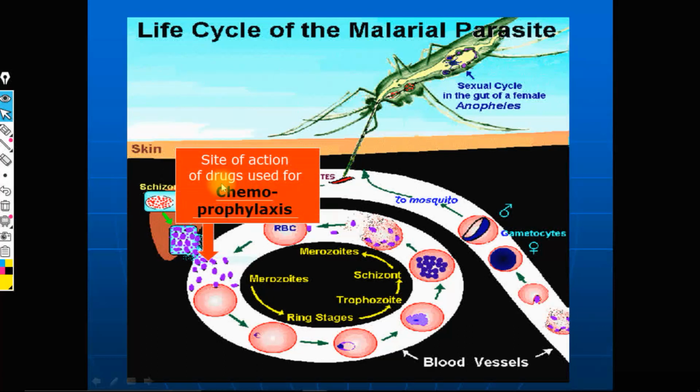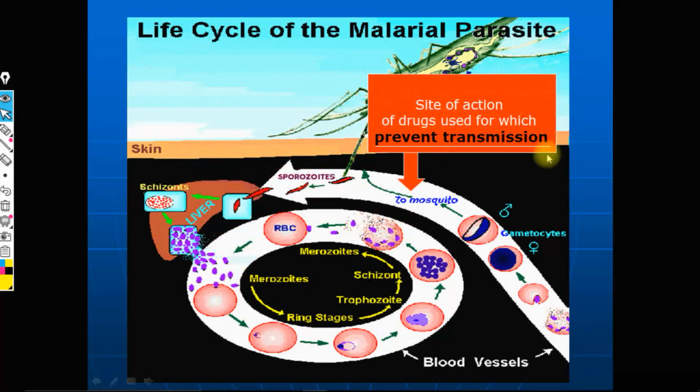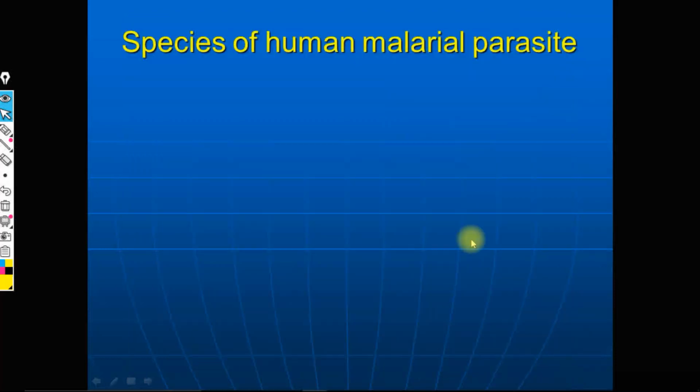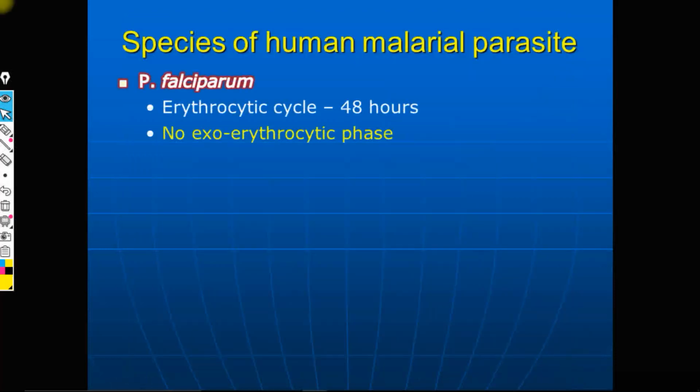Third one is definitely one which blocks the link between the exoerythrocytic cycle and endoerythrocytic cycle, and they are used for chemoprophylaxis. Okay, and finally to prevent transmission you need to kill gametocytes, and these are the site of action for drugs which are used to prevent the transmission. I hope it is clear, right? So let's move toward the various characteristics of the species of the Plasmodium which are known to cause malaria in humans.